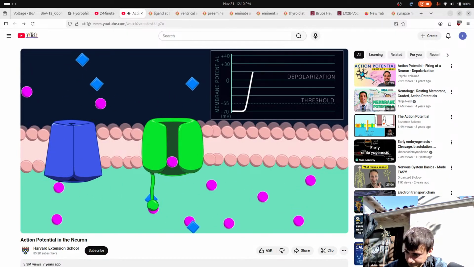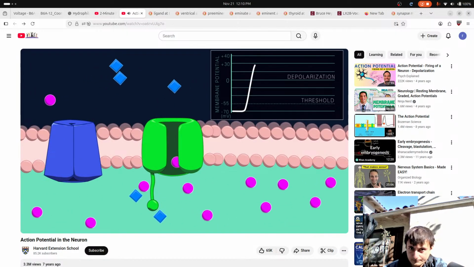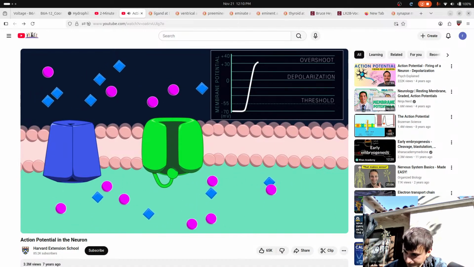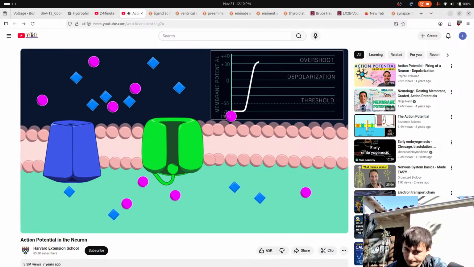This is called depolarization. Eventually, the voltage gradient goes to 0 and beyond 0, up to a positive 30 millivolts. This is called an overshoot. As the membrane potential becomes positive, the sodium channel inactivation gate shuts, making the channel inactivated. This stops the flow of sodium ions into the cell.